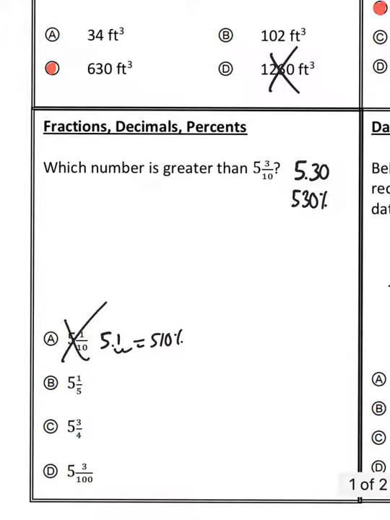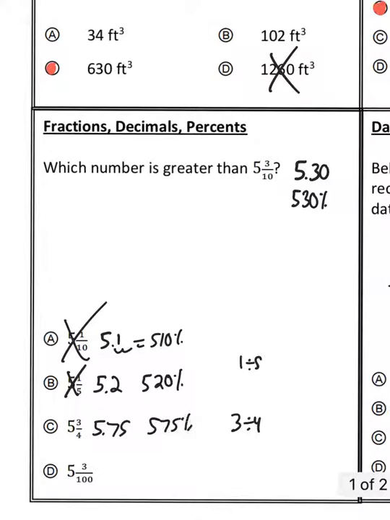5 1/5 is 5 point something. Remember, for 1/5 you have to do 1 divided by 5, which is 0.2. If I move the decimal, I get 520%, which is not greater than 530%. 5 3/4 is 5 point something. Remember, for 3/4 you do 3 divided by 4, which is 0.75. Move the decimal, I get 575%, which is bigger than 530%.